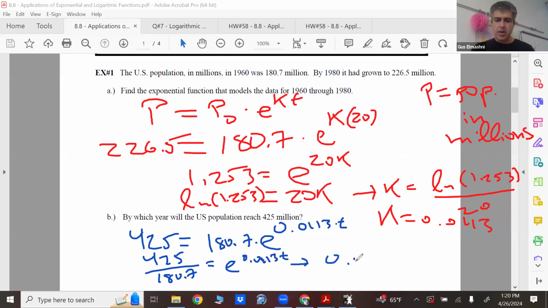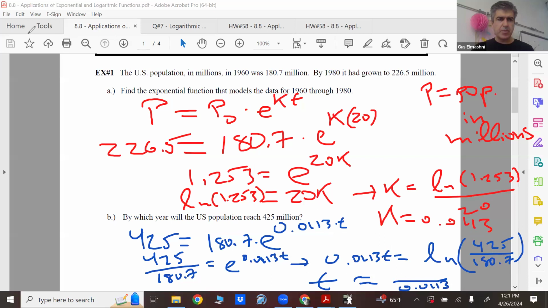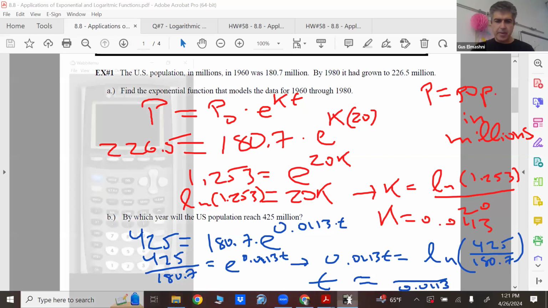And 0.0113 t equals natural log of all that junk. And then t will be all that junk divided by 0.0113, sorry, said zero too many times. And let's go to my calculator.